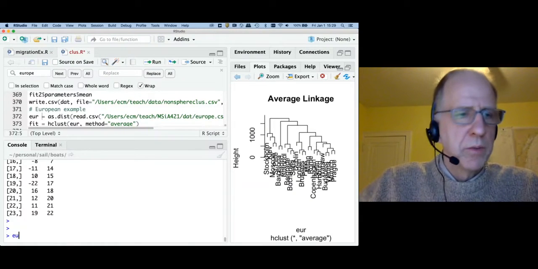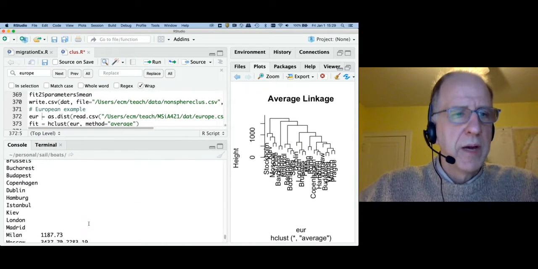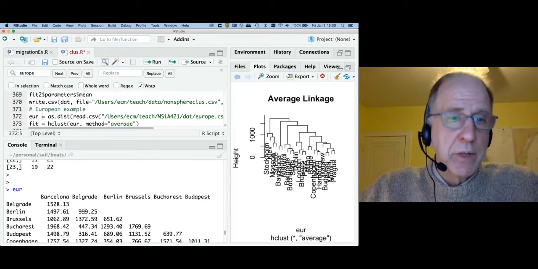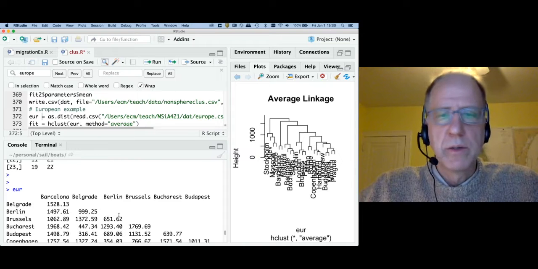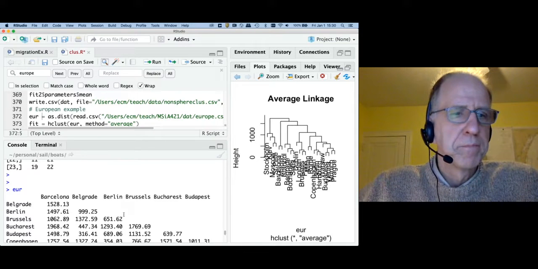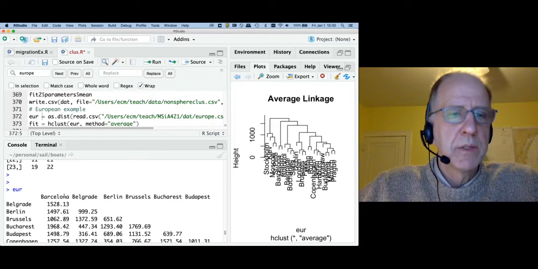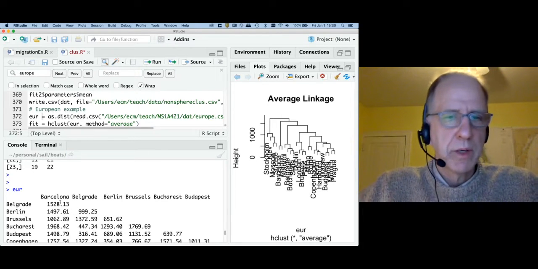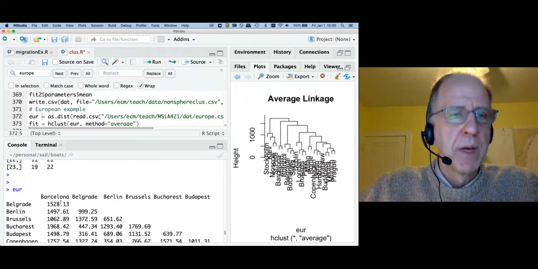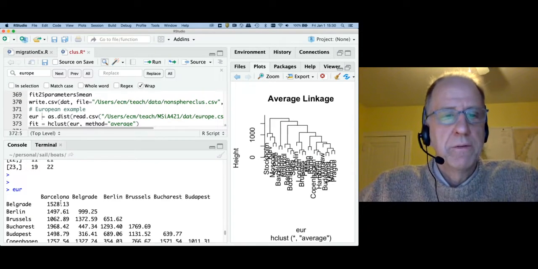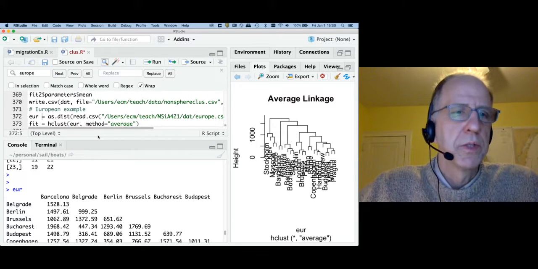So if I go look at what I read in, we have our distance matrix. And so we notice that it's a triangular matrix with the upper triangle not being displayed. So the distance between Belgrade and Barcelona is the same as the distance between Barcelona and Belgrade. Therefore, we don't need both of them. We're not very interested in the distance between Barcelona and itself, and therefore we don't bother to display it.